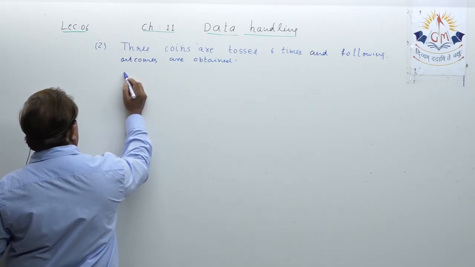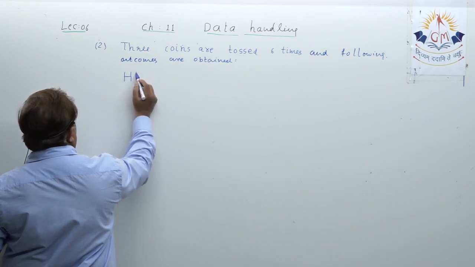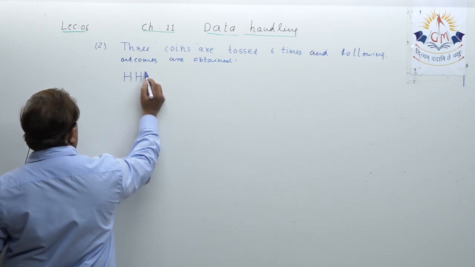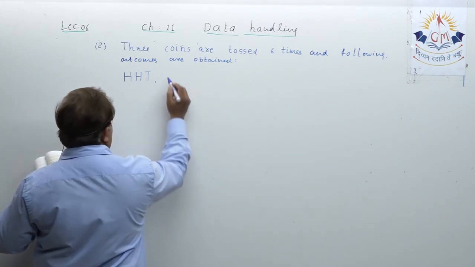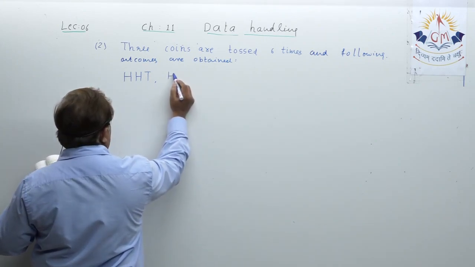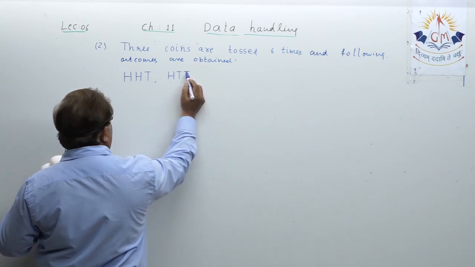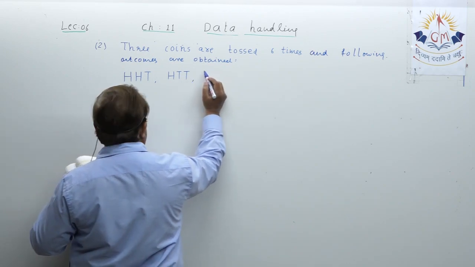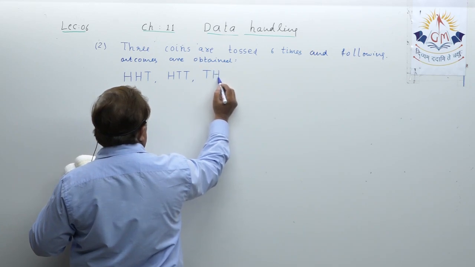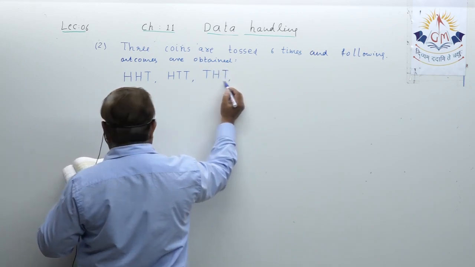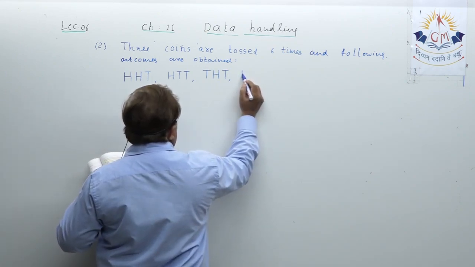See, the first outcome I am writing: H T. First, please write the outcome with me, and then we will discuss the question. HTT. Then we got THT. Please note down H.